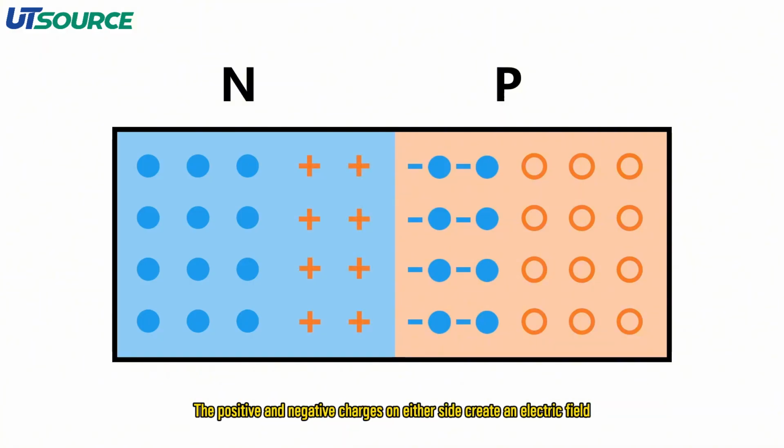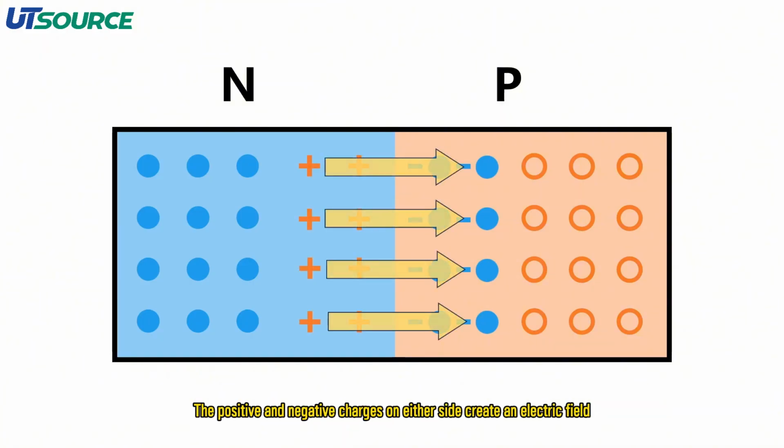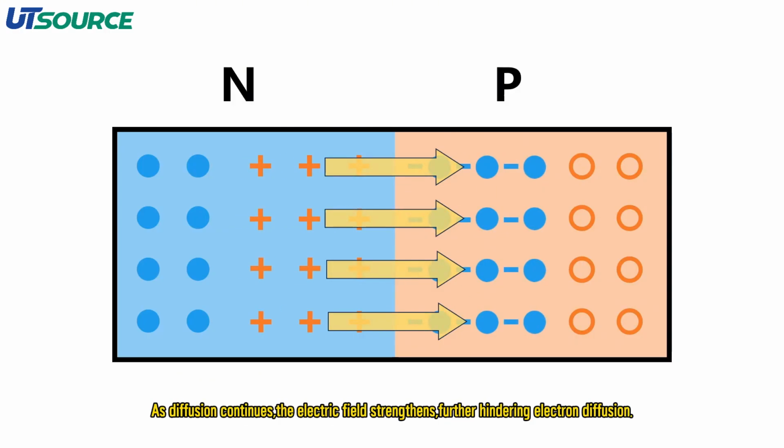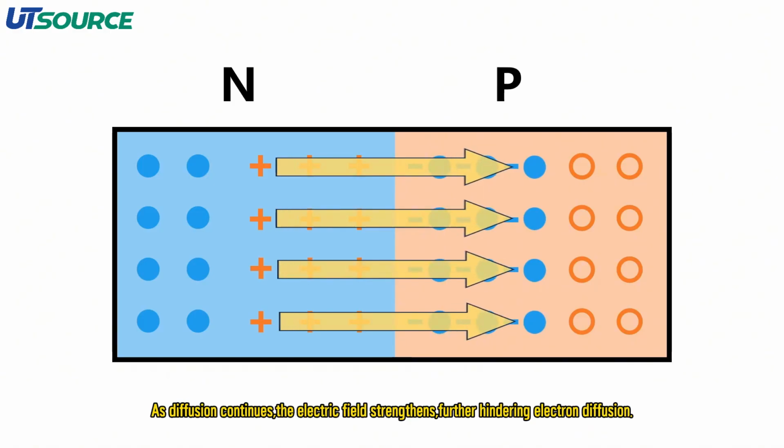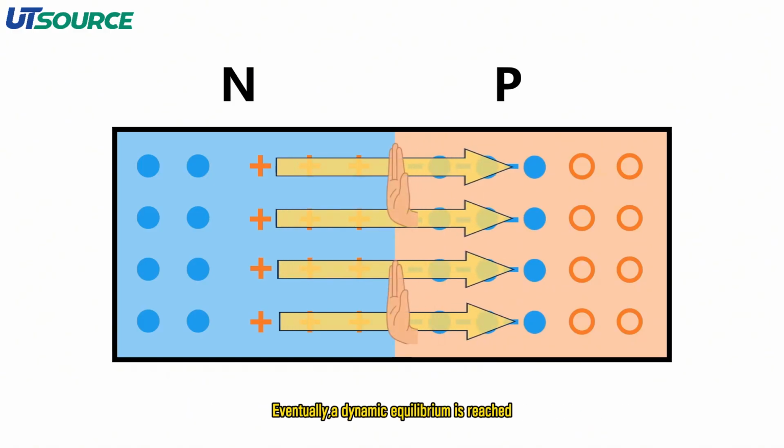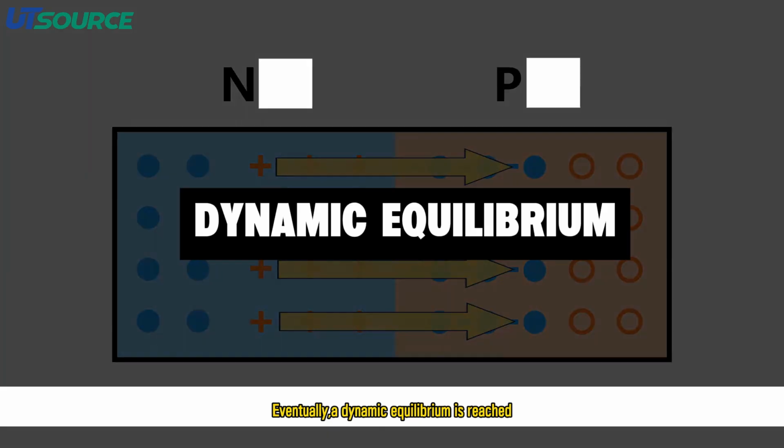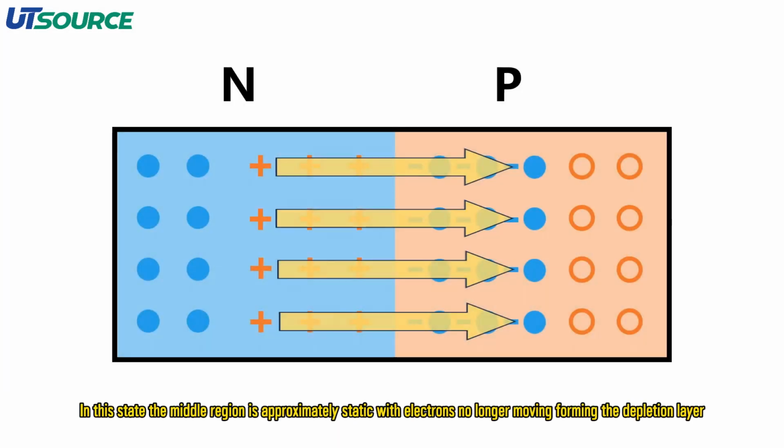The positive and negative charges on either side create an electric field, which slows down the diffusion process, that is, the movement of electrons. As diffusion continues, the electric field strengthens, further hindering electron diffusion. Eventually, a dynamic equilibrium is reached. In this state, the middle region is approximately static, with electrons no longer moving, forming the depletion layer.